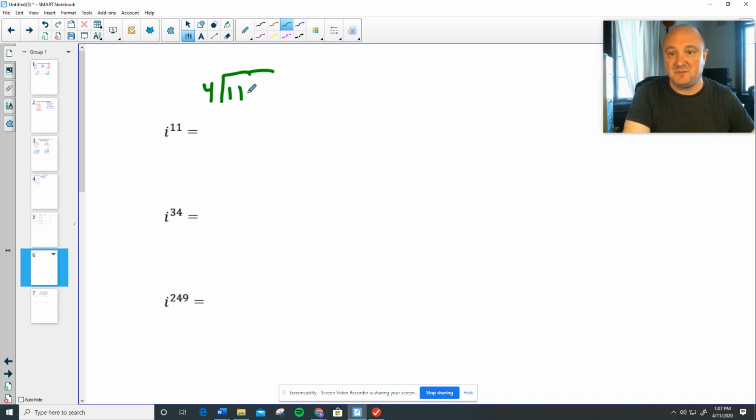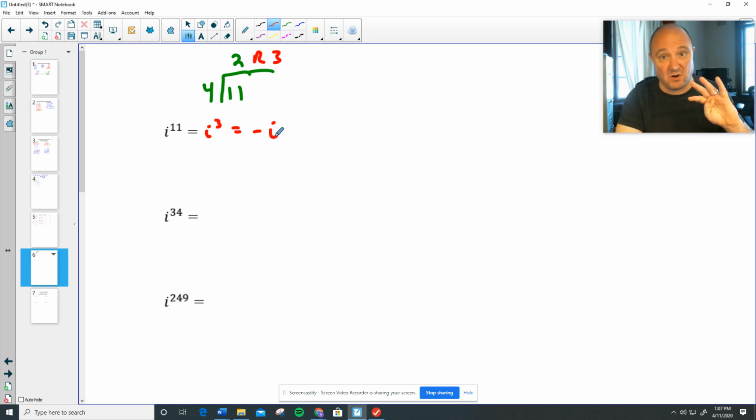So 4 into 11, how many times does that divide in? Only twice, but then you say, what's the remainder? Don't turn it into a fraction or decimal. Figure out what the remainder is. Here it's a remainder of 3. So i to the 11th is the same as i to the third power, and I know that that equals -i because I have the first 4 memorized. In other words, i to the 0, i to the first, i to the second, i to the third.